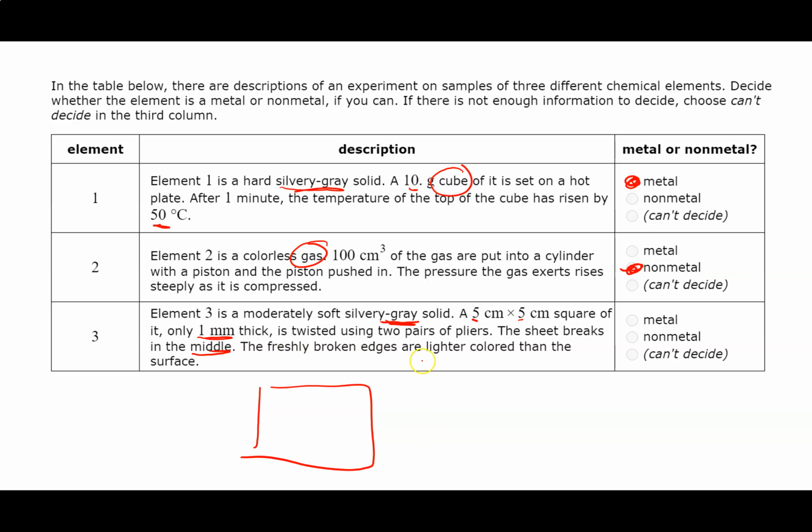And then it says the freshly broken edges are lighter colored than the surface. They're just kind of saying that maybe it's a little bit reactive and the outside edge has reacted with the air. But the important thing here is that it breaks, that it's brittle. Right, so that means that it's got to be a non-metal.